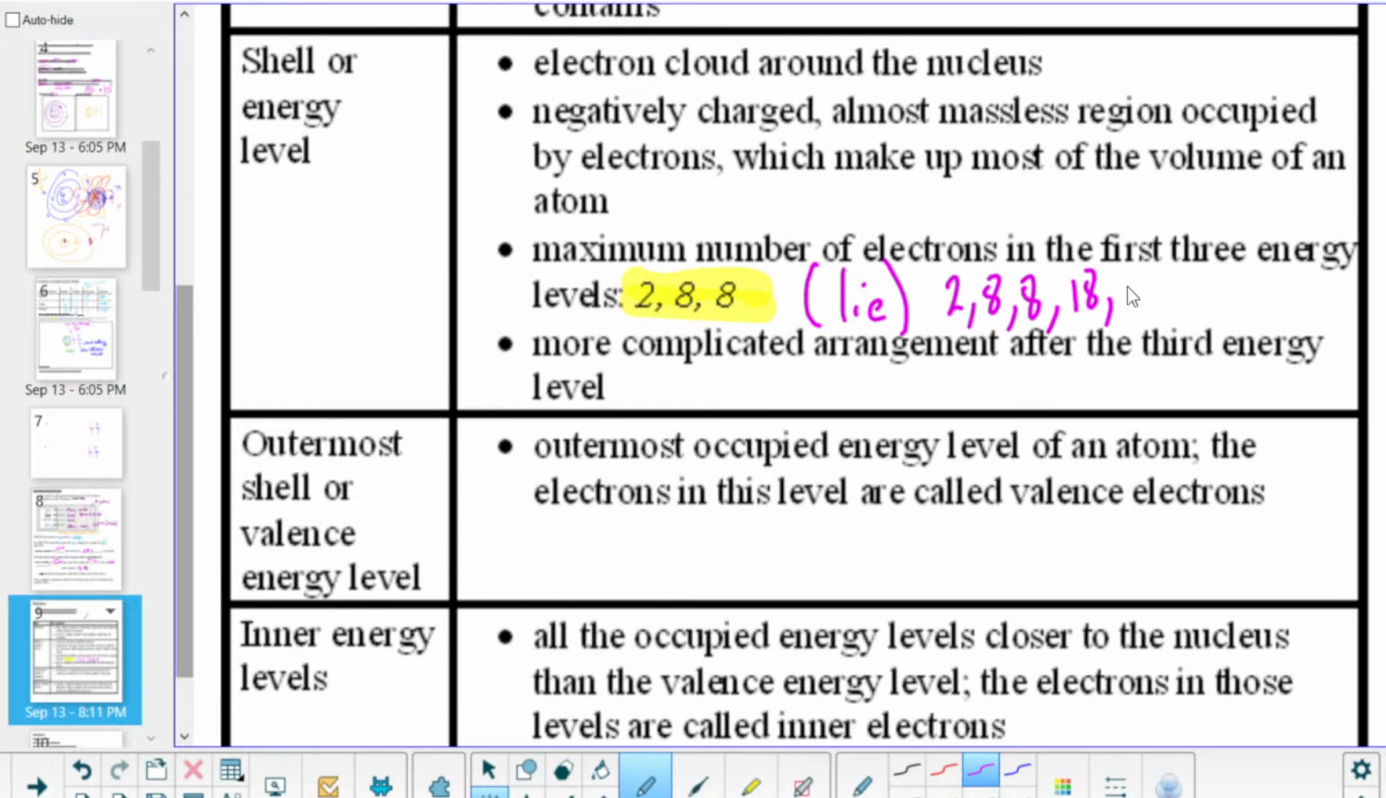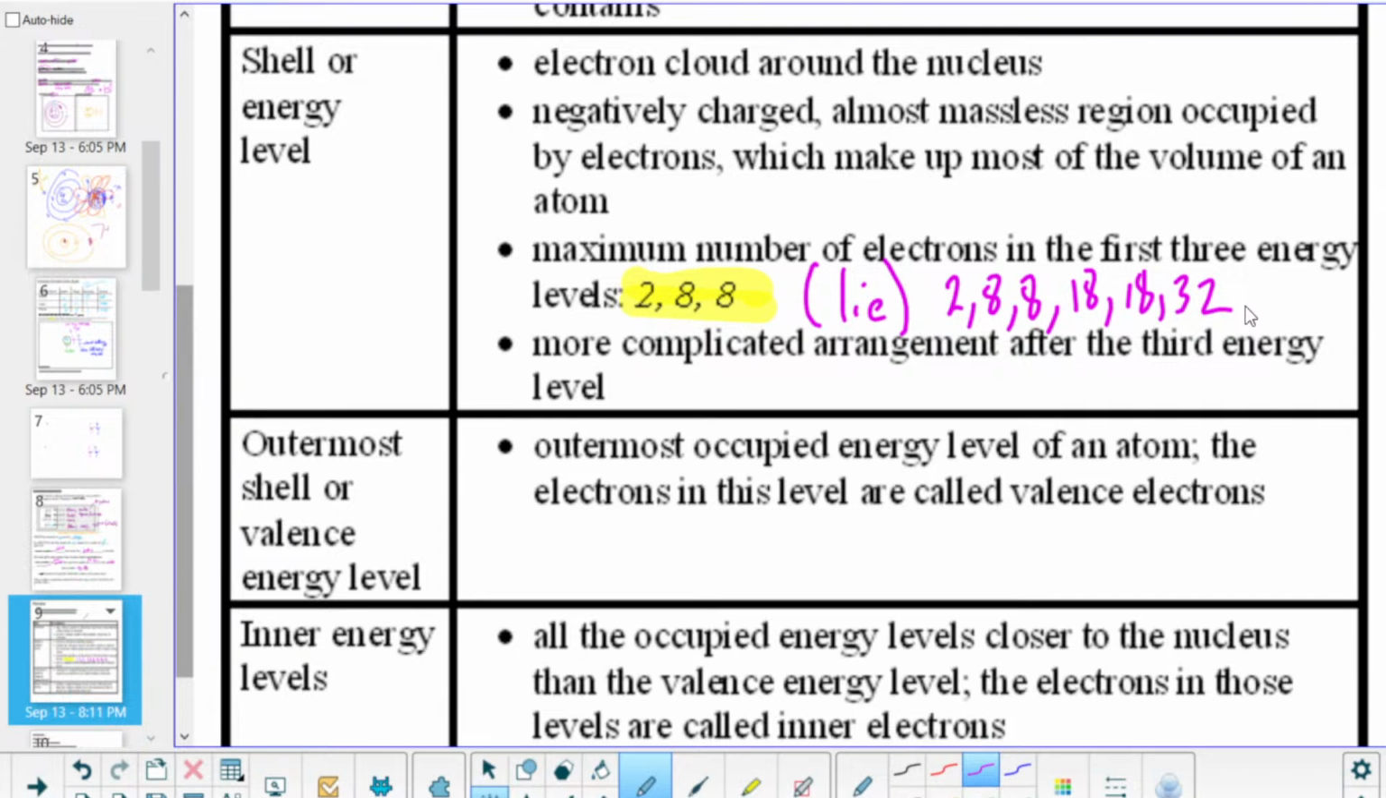32. 18 again, then 32, I think. Although maybe I should count it through. 32, 18. Yep. 8. Oh, no, not 32 and then 18. No, it's 2, 8, 18, 18, 32, 32. Yeah, and then theoretically even more.